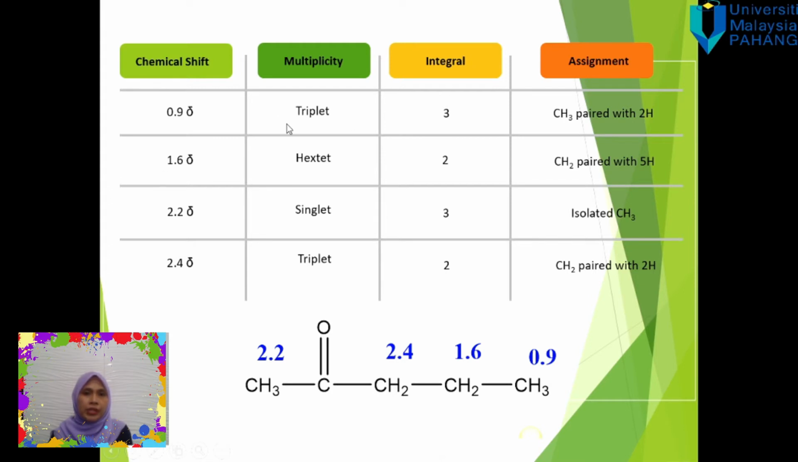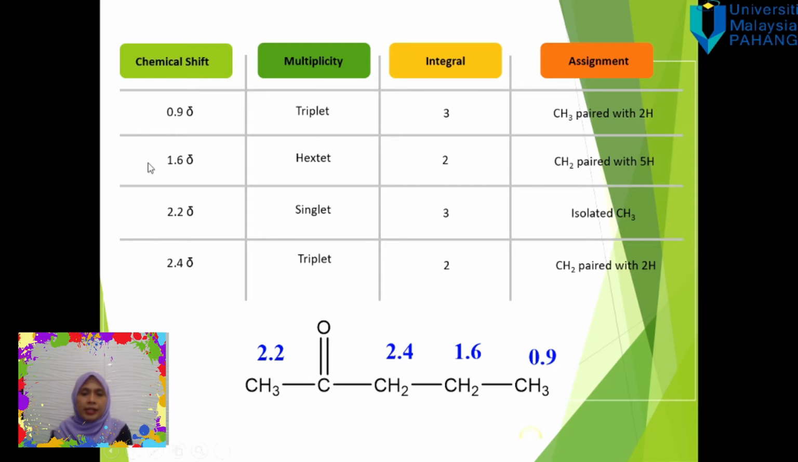The triplet multiplicity tells us that there are 2 neighboring hydrogen atoms, because the rule of multiplicity is the n plus 1 rule. So 2 plus 1 becomes 3, so the multiplicity of this signal becomes a triplet. And the integral for this signal is 3, which means this signal itself has 3 hydrogen. That's why our assignment will be CH3 paired with 2H. This is how it comes from this data. Or you can write down CH3 coupled with CH2.